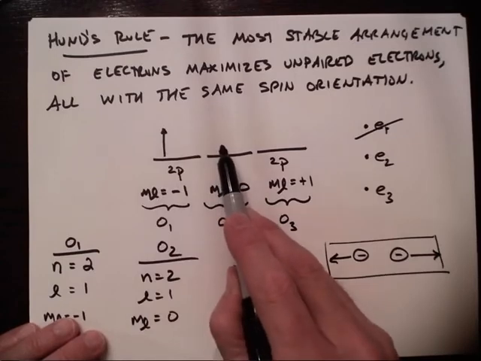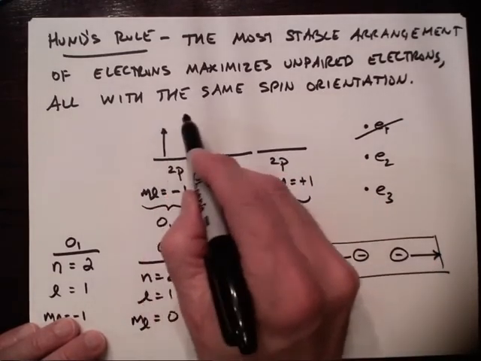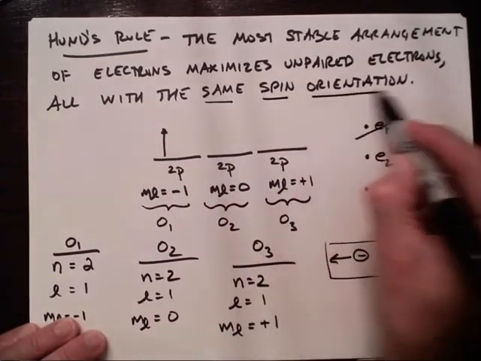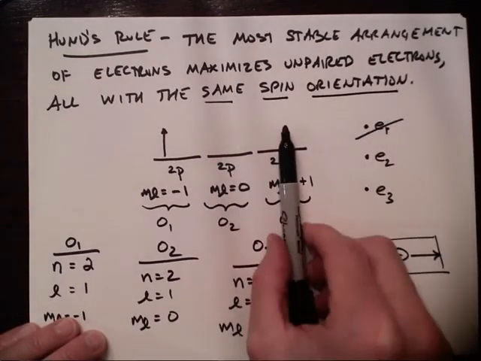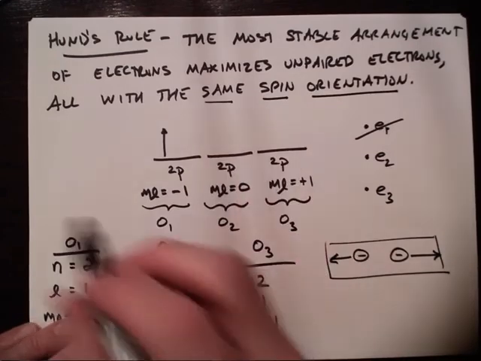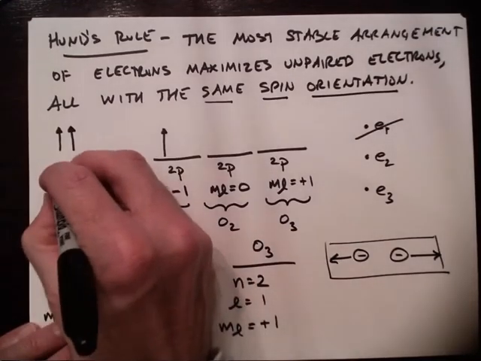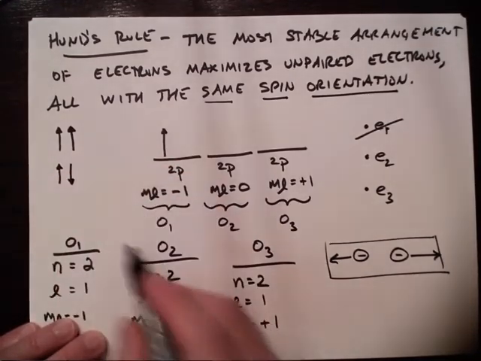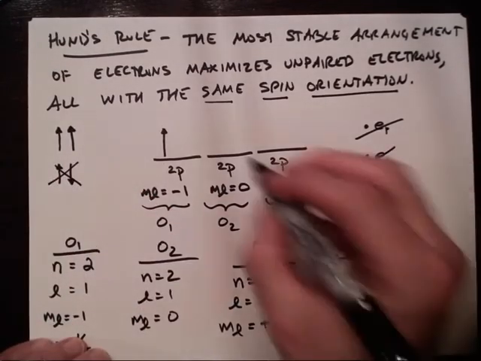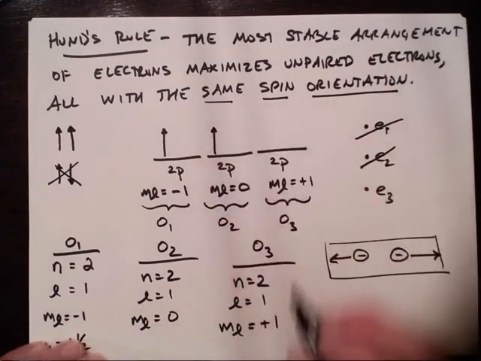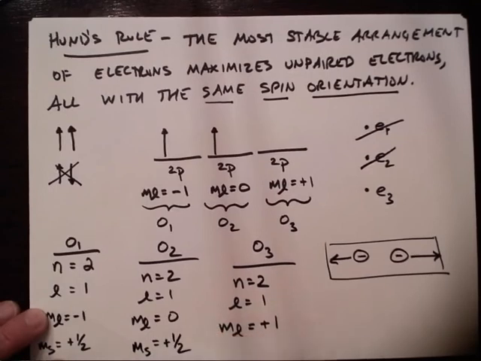The second thing that we're going to do, according to Hund's rule, is we want to give those electrons the same spin orientation. So it really doesn't matter if I choose this orbital or this one, but what we are going to do is give it the same spin orientation. So that means we're going to try to align the spins first rather than pairing the spins like this. So I'm just going to go ahead and stick electron 2 in this orbital, spin up. So this electron would have the designation m sub s is plus half.